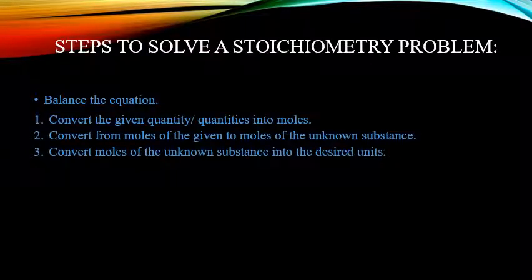All right, so you have just a few simple steps that you need to do to solve any stoichiometry problem. The first one is to balance the chemical equation. Again, that will allow us to have that mole ratio set up. Once we have that, you want to convert whatever your given quantity is into moles, and then convert from moles of the known or the given substance to moles of the unknown substance. And then finally, whatever the problem's asking you to solve for, if it's something other than moles, you would convert from moles of that unknown into whatever the desired unit happens to be.